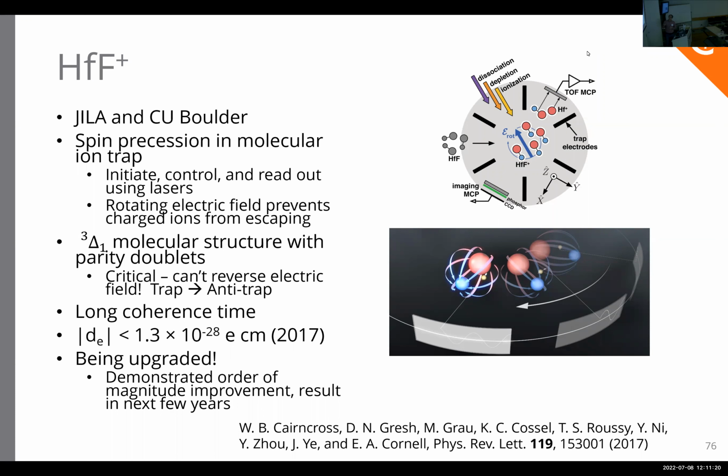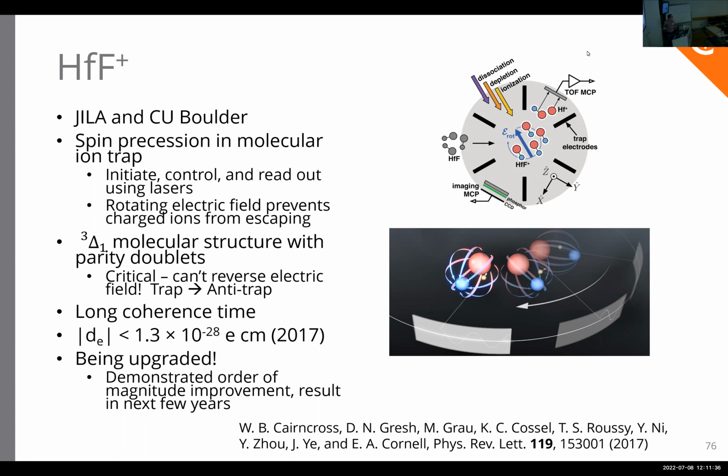This experiment has a parity doublet structure, like thorium oxide, very, very similar to it. These things are called lambda doublets or omega doublets. I don't think I said their name earlier. Those things I was talking about are called lambda doublets or omega doublets.